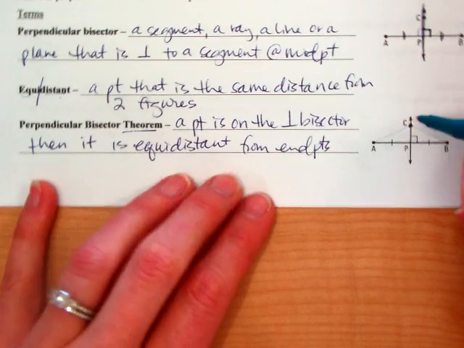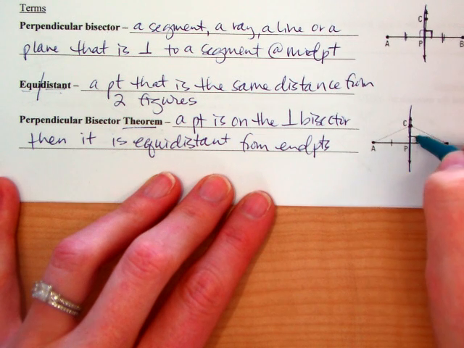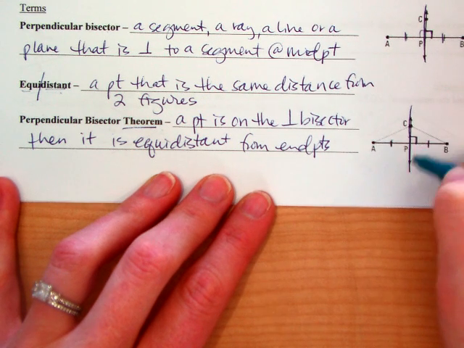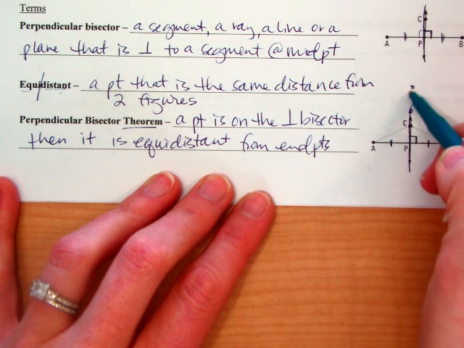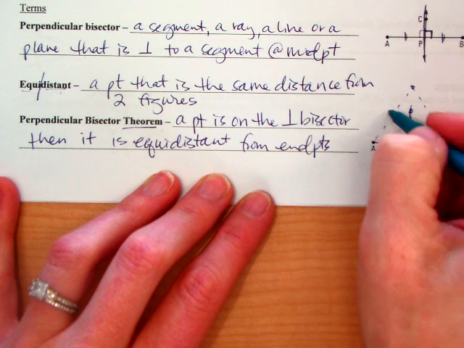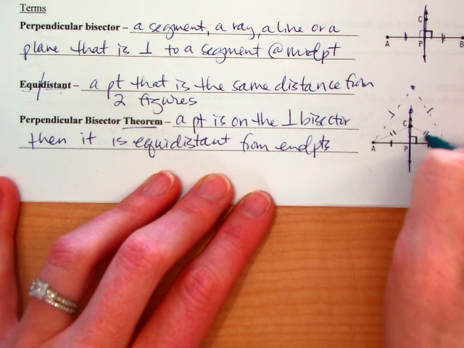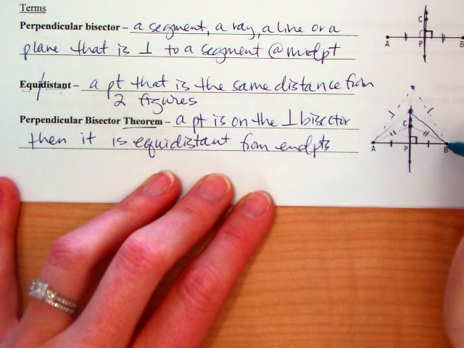So if I know that C is on the perpendicular bisector, so if I know that it makes a 90 and gets cut in half, and C is right on there, could pick any point along the way, then if I draw lines to the endpoints, I know that those are equal. These guys are equal. So anywhere along there where I decide to draw a line down to the endpoints, those two segments I make are going to be equal.